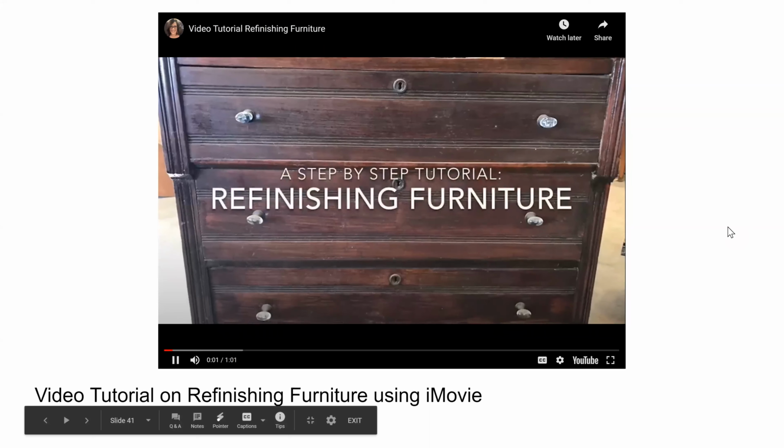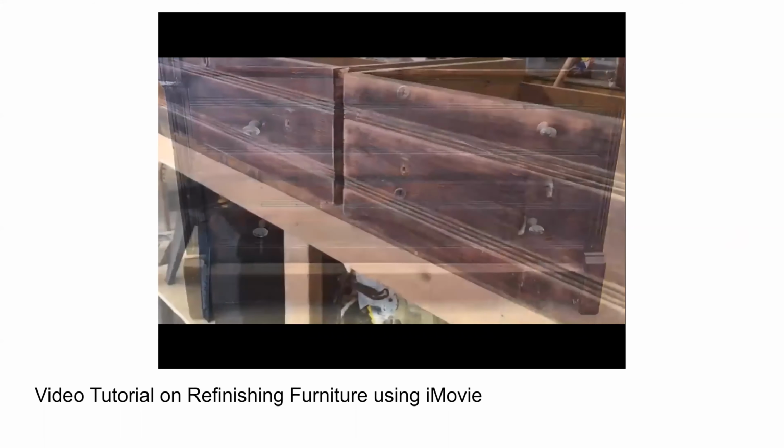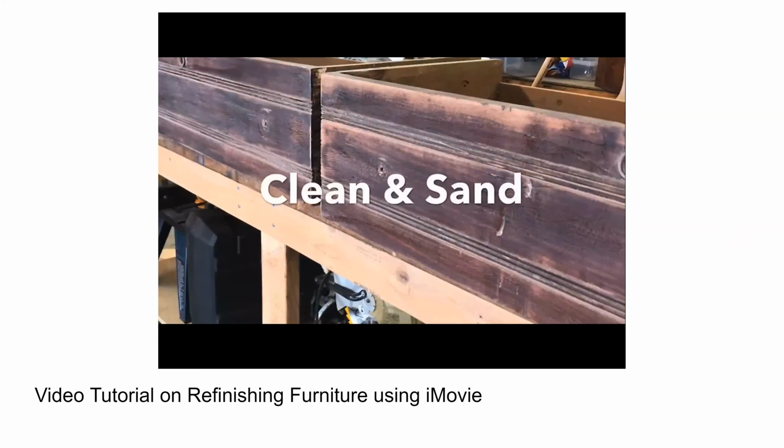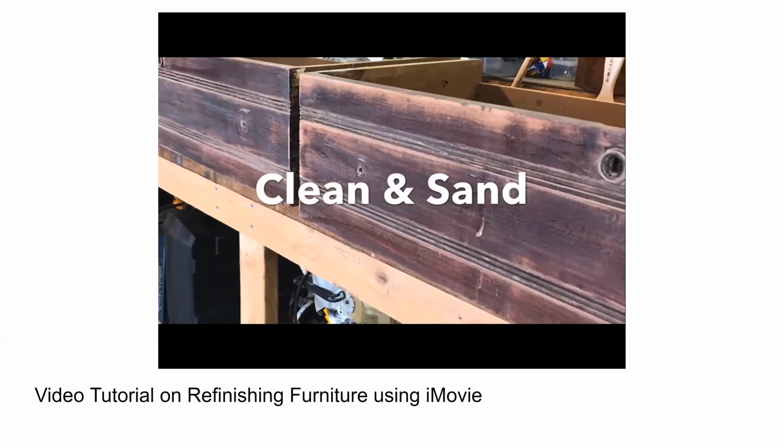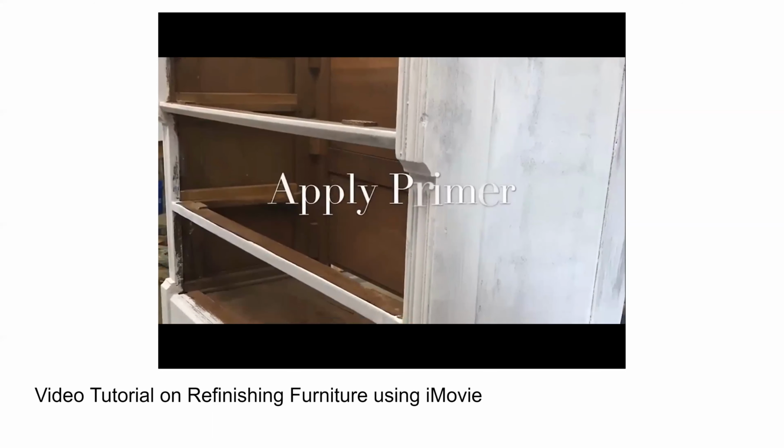This tutorial will help you with refinishing furniture. Step 1, clean the furniture you selected and sand until you are happy with the surface. After you have sanded, clean the furniture again and apply primer.